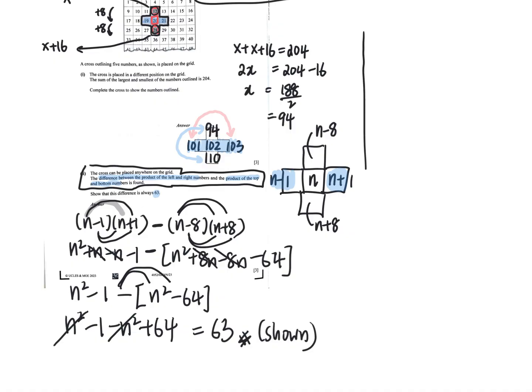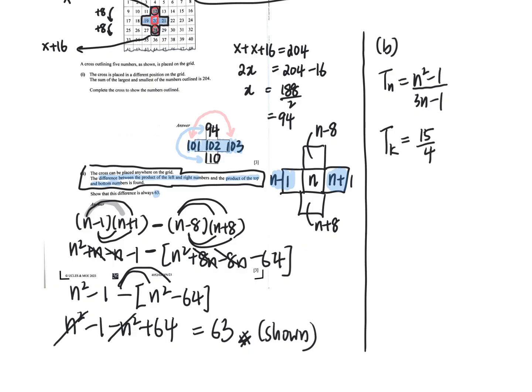Okay, then the part B, right? They wrote that nth term is given by this formula. Then they say the kth term is 15 over 4. So what you need to do is just follow their instruction. When k is replaced by n now, so you will get k squared minus 1 over 3k minus 1.